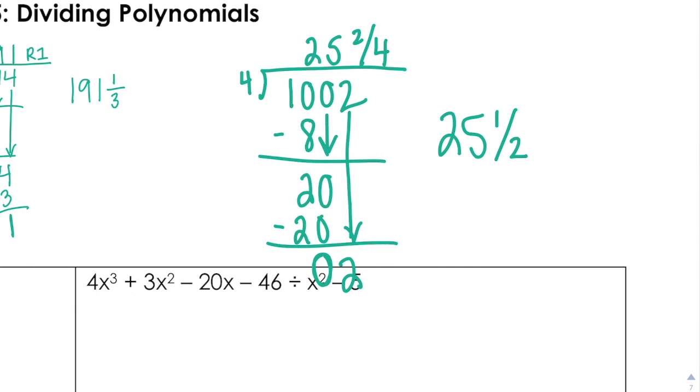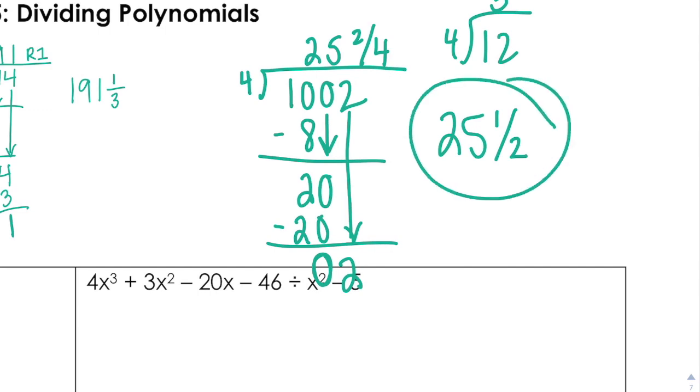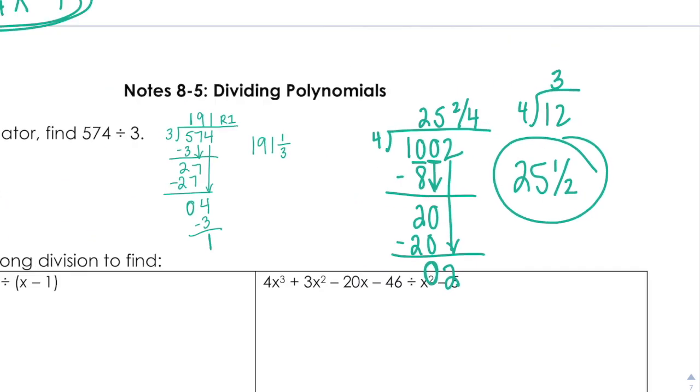Now, what we're going to get into in a little bit is using long division, but with polynomials. And what you're going to find here in just a second is if I have 1002, that's a very different number than 12. If I ask you how many times does 4 go into 12, well, 12 divided by 4 is just 3, which is completely different than 25 and a half. These zeros were called placeholders, and that comes back in long division.